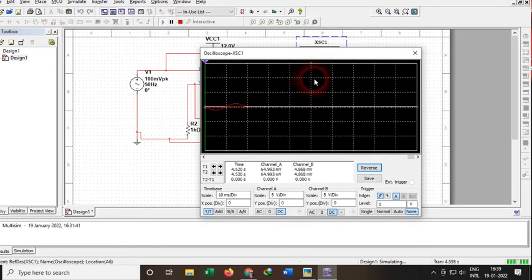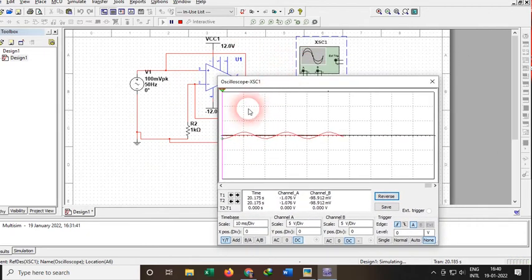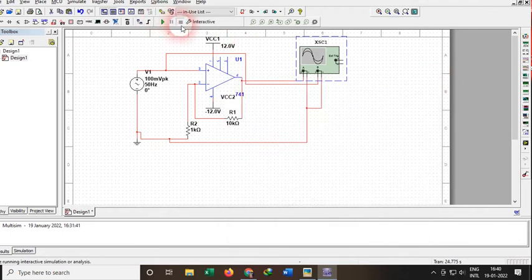Since the background is dark, it's not easy for us to see the output here. So I will firstly reverse it. Now the output color is red in both cases, so we are not able to distinguish between the input and output. So I will stop this simulation and change one of my output colors. We'll do it by changing the wire of the output, or the input. I'm just going to change the color of the output of this IC.